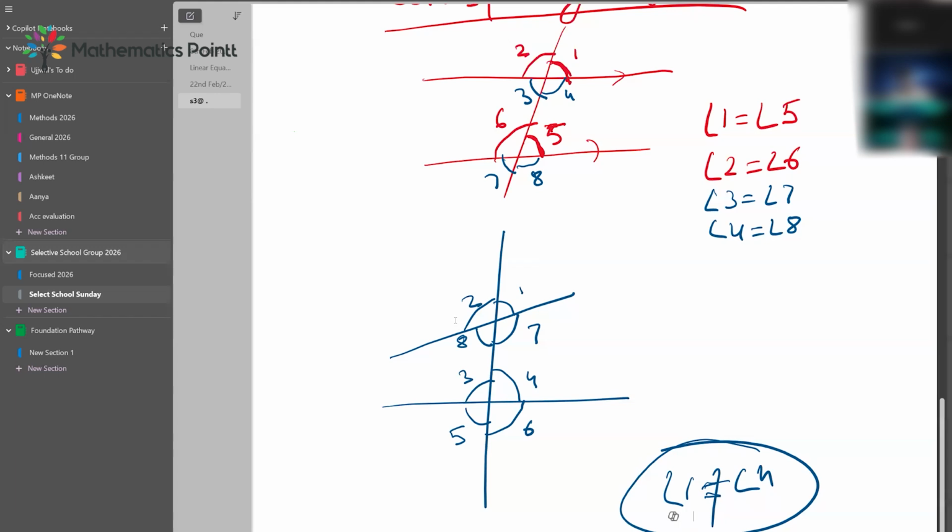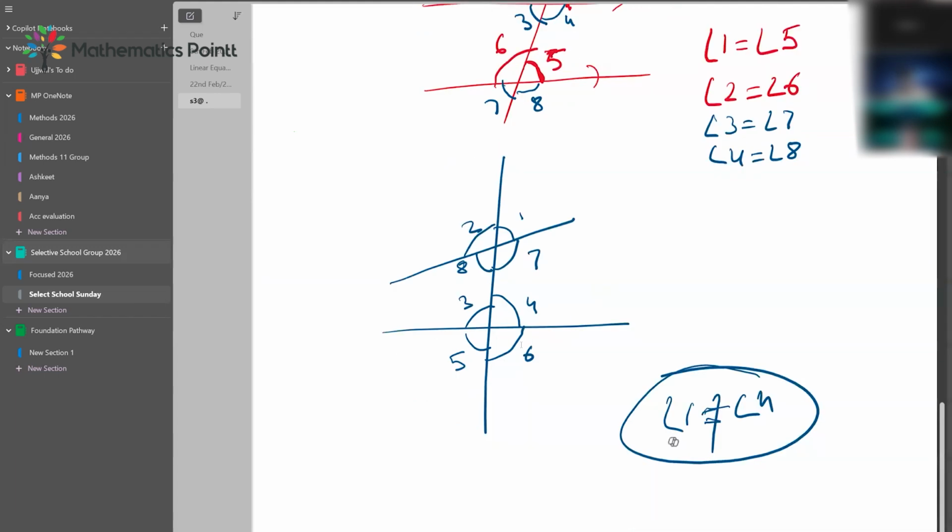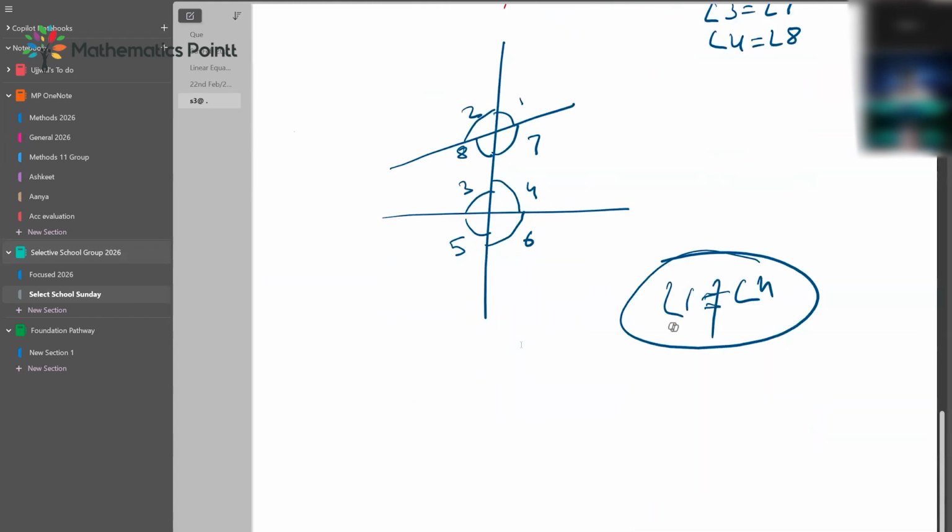Now, moving on. Next one. So angle 1 is not equal to angle 4. They are corresponding, but they're not equal. Okay, cool. Next one.